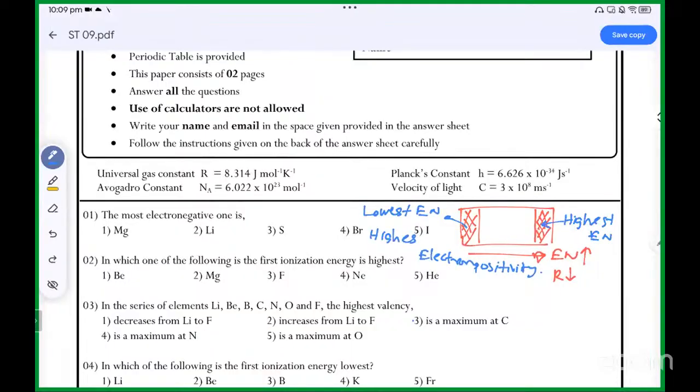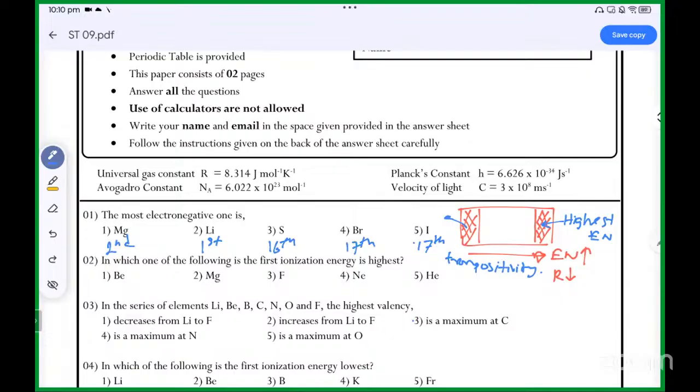So in that way, we can say electronegativity and electropositivity. If you take these values, magnesium and lithium, we can eliminate those because they have lower electronegativity. Magnesium is in the second group, lithium is in the first group, sulfur is in the 16th group, and bromine and iodine are both in the 17th group. Now we have a problem.